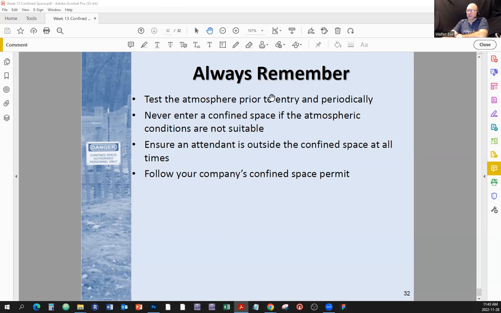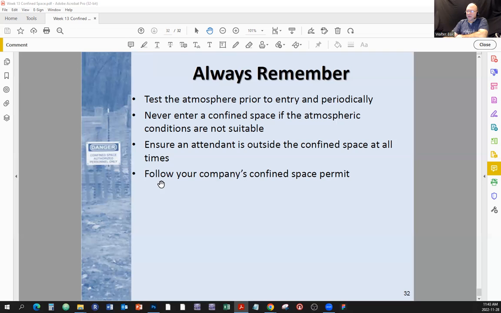Always remember, let's see what we have to remember. We have to test the atmosphere prior to entry and periodically, which means test the air before you enter, and once you're there, continue testing for possible changes. Never enter a confined space if the atmospheric conditions are not suitable. If you know that you won't be able to breathe in there, why would you go there? Ensure the attendant is outside the confined space at all times. The attendant should be there.